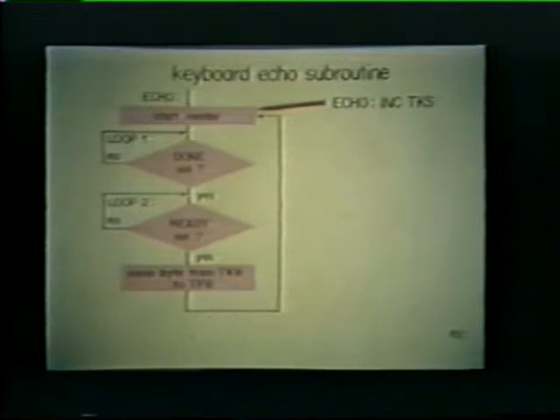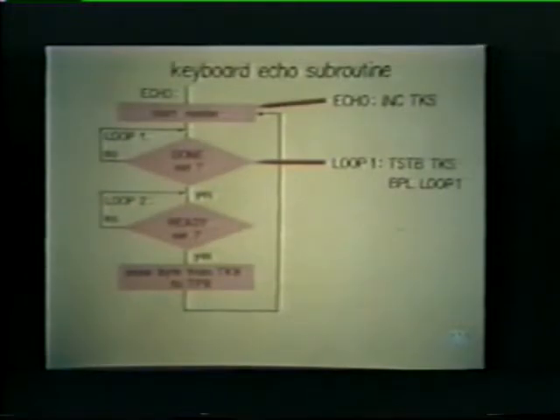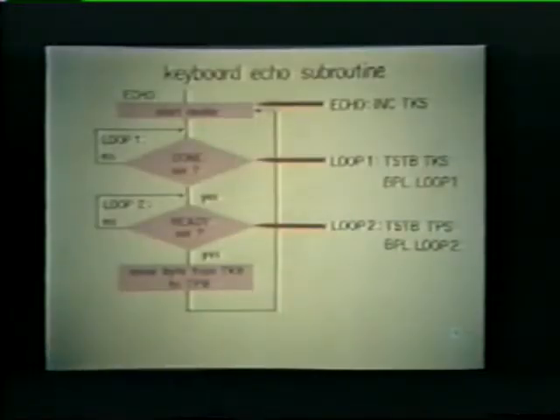The instructions for the keyboard echo subroutine should be familiar to you. We've seen all of them before. We begin with an increment TKS instruction. This instruction starts the paper tape reader by setting its reader enable bit 0. The program then loops on test byte and branch if positive instructions until done is set. It then falls through to a second loop.